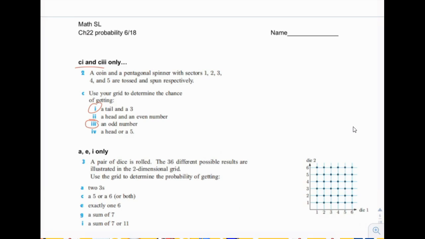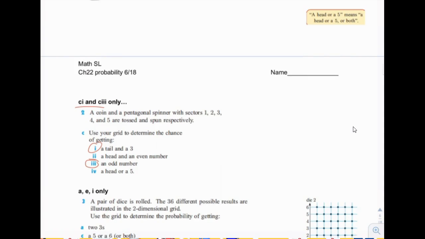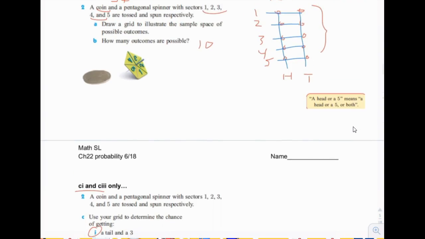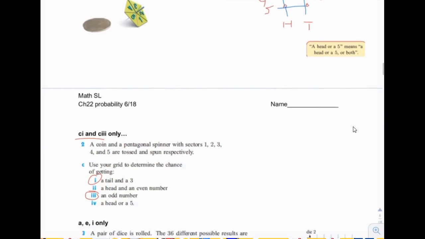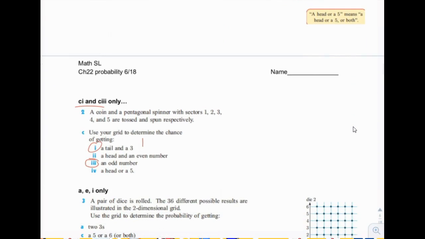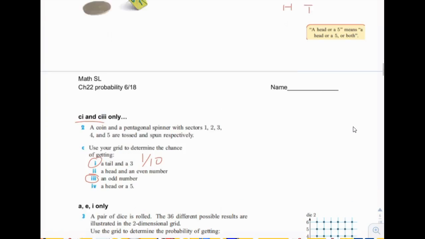So, same problem again. Use your grid to determine the chance of getting a tail and a 3. A tail and a 3. Let's mark that. Tail and 3. So there's only one combination that satisfies that description. So out of a total of 10, it would be 1 out of 10, so it would be 1/10. What about 3? Use the grid to determine the chance of getting an odd number.